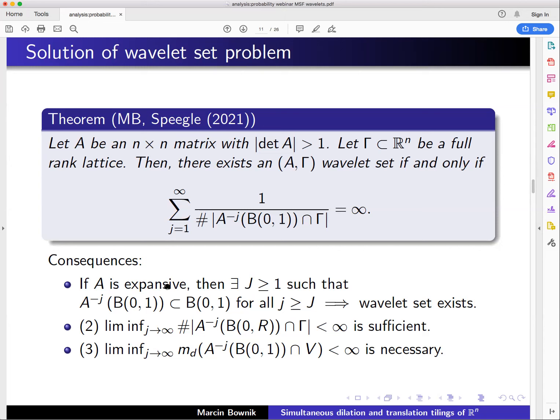Okay, so let's just think whether this makes sense with the prior results. If A is expansive, so if A has all eigenvalues bigger than 1, then when you take negative dilates, the ball will shrink, because the inverse of an expansive dilation would actually shrink. So eventually it will lie in a ball of arbitrarily small radius. Okay, so this intersection will only contain the origin. So this denominator will be equal to 1. So you have just a series of 1s, which of course diverges. Okay, so the wavelet set exists.